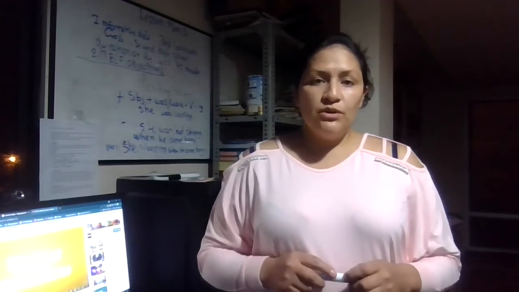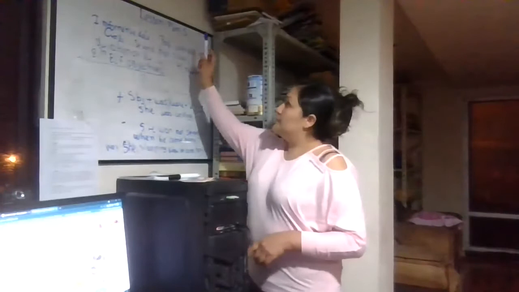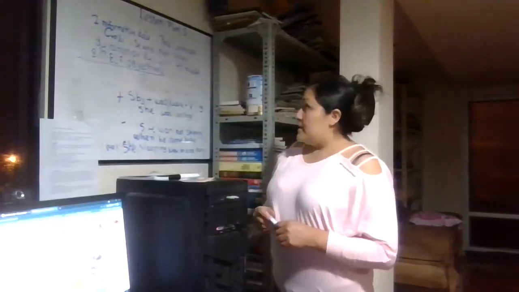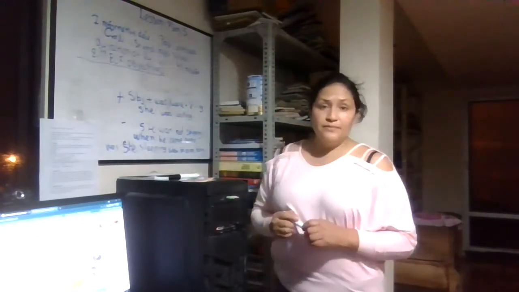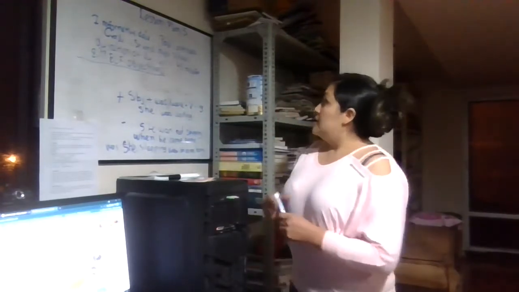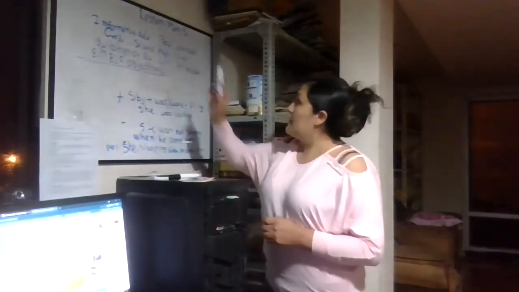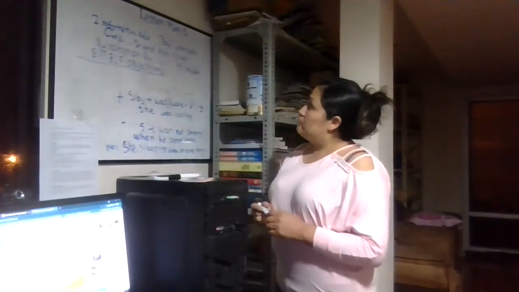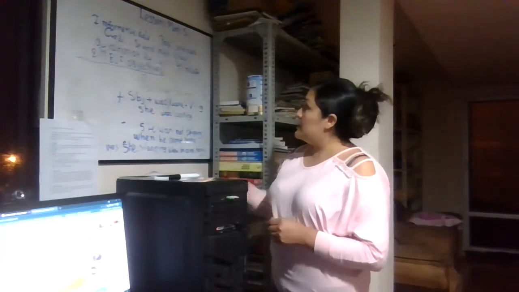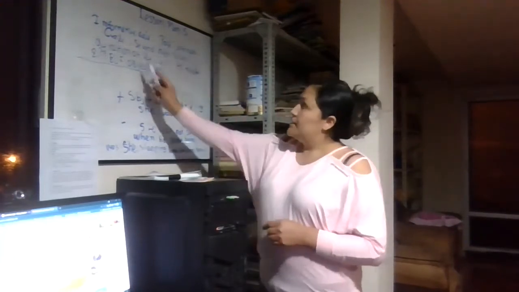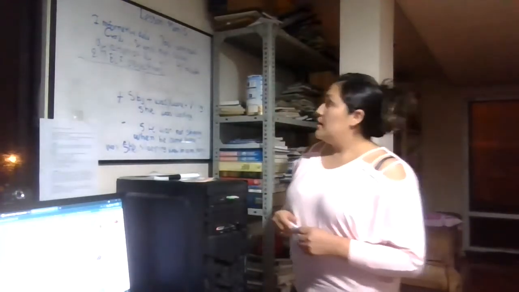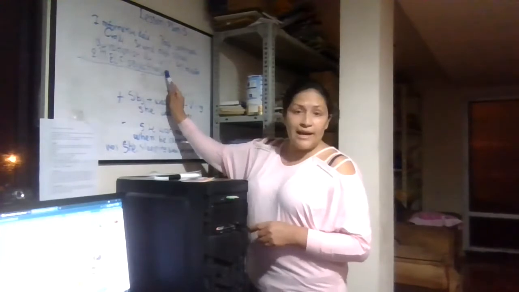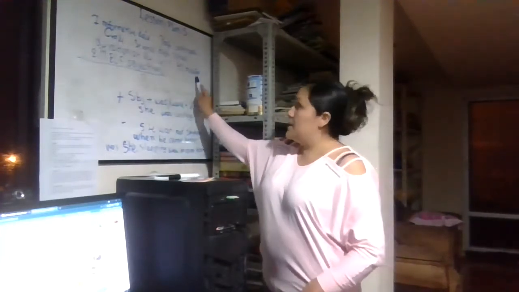Today, I am going to present lesson plan number 5, step by step. In number 1, we have the informative data. In this point, the topic is past continuous. The grade is 2nd high school. Duration of the class is 45 minutes.